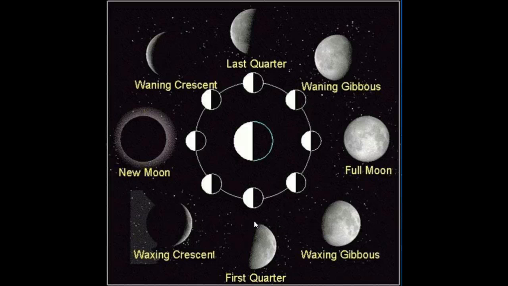Okay, now on to timing. A first quarter moon happens 1 week after a new moon and rises at noon. Write that down. Now, the quarter moon is high overhead at sunset and sets around midnight. So it's high overhead at sunset, so we can really start to see it at sunset, and sets around midnight. Write that down as well.